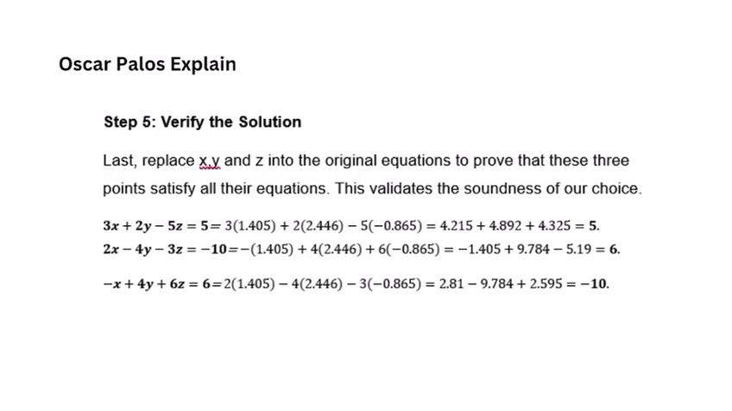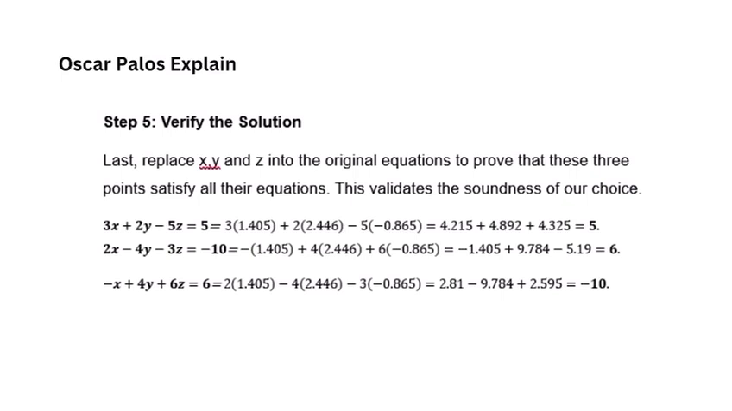We verify the solution by substituting the values of x, y, and z into the original system of equations. This step is crucial to ensure that our solution satisfies all three equations. For the first equation, 3x plus 2y minus 5z equals 5, substituting the values given for x, we get 4.250 plus 4.892 plus 4.325, that equals 5. That is correct.